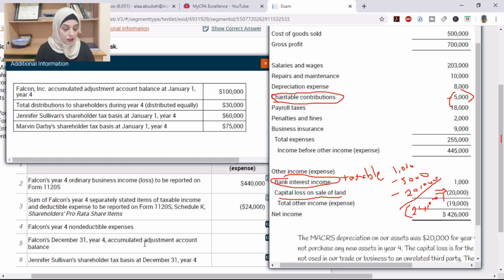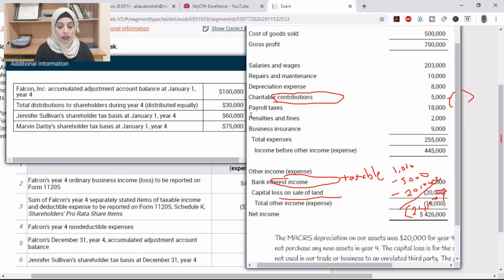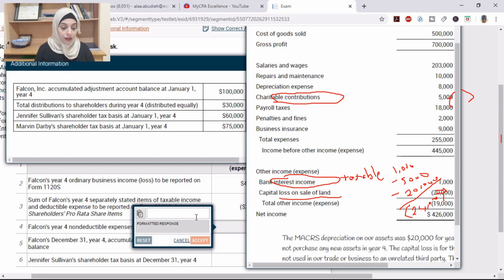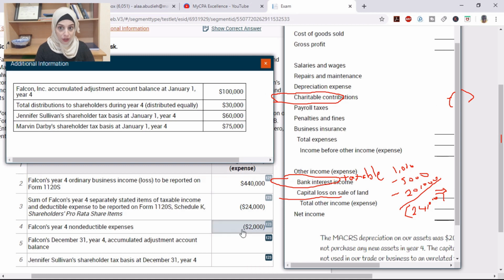So now the next thing they're asking us to put is Falcon's year 4 non-deductible expenses. So we need to figure out Falcon's year 4 non-deductible expenses. Basically, the only items in the whole income statement and all the data that we have that are non-deductible expenses are the penalties and fines. Penalties and fines in the amount of $2,000 are the non-deductible expenses that we have. So here we put 2,000, and as I told you, the cell automatically formats the number, but make sure you put the number correctly.